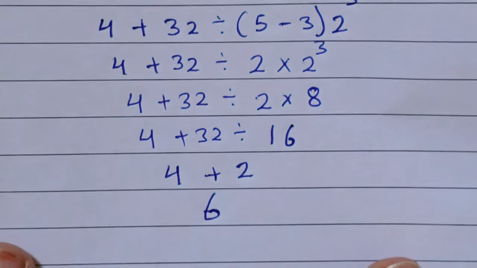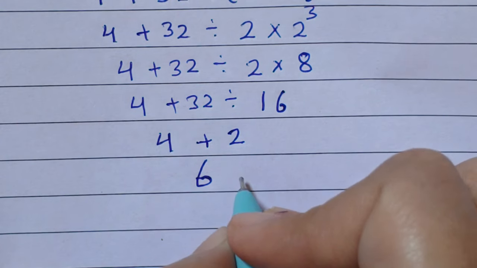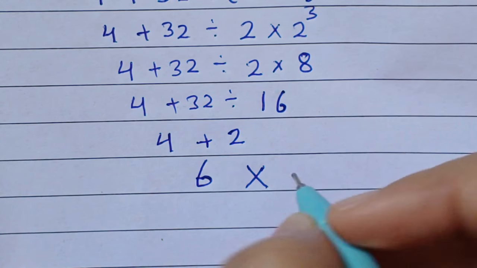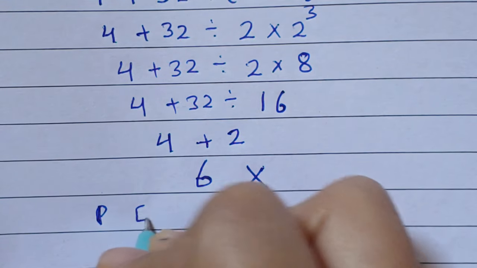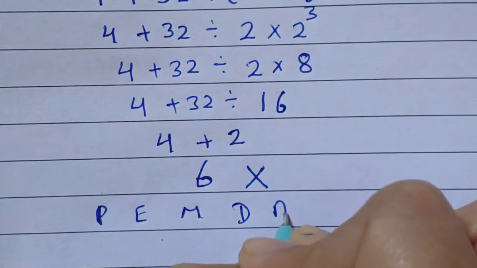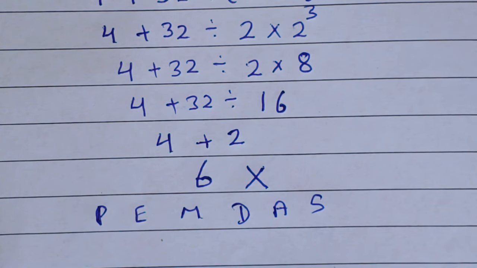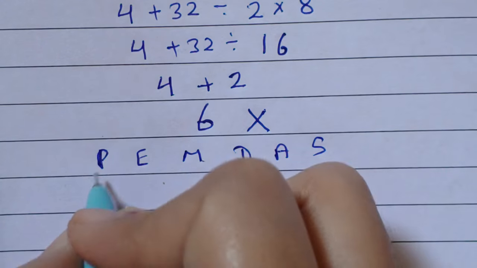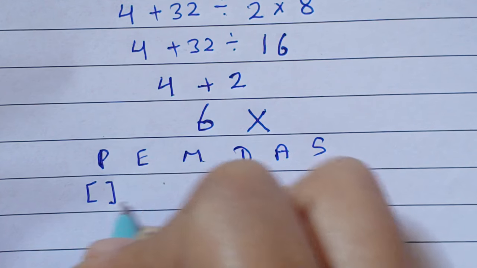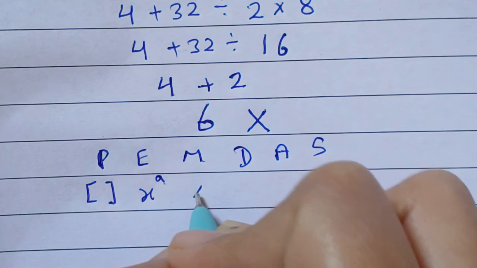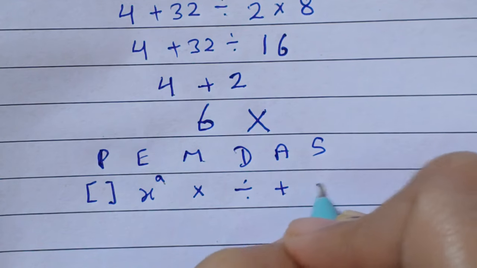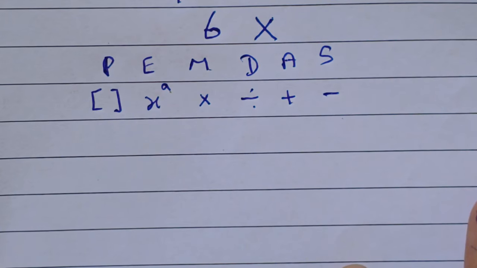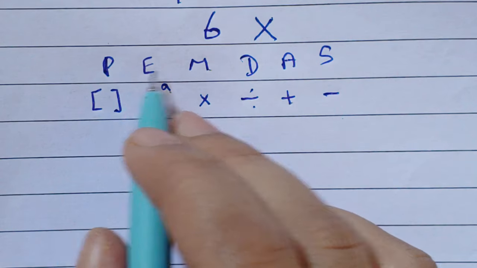So is this the right value or the wrong value? This is the wrong value for the expression. Because according to the PEMDAS rule, the order of operations which is PEMDAS, P stands for parenthesis, E stands for exponent, M stands for multiplication, D stands for division, A addition, S subtraction. So we are going to solve the expression according to the PEMDAS rule.